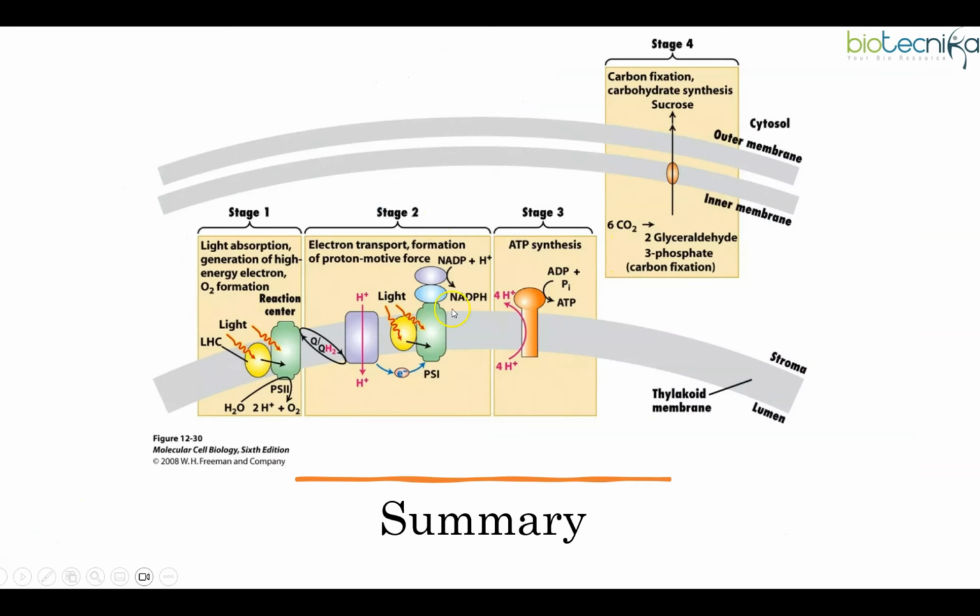And this is the summary of all the reactions that we have seen here, starting from the light reactions, electron transport, ATP synthesis, and using the finished products of light reactions in the fixation of carbon dioxide and synthesizing glucose in the dark reaction. That's all for today. Thank you very much.